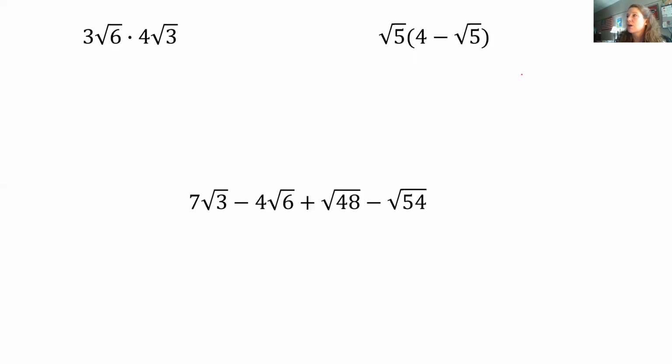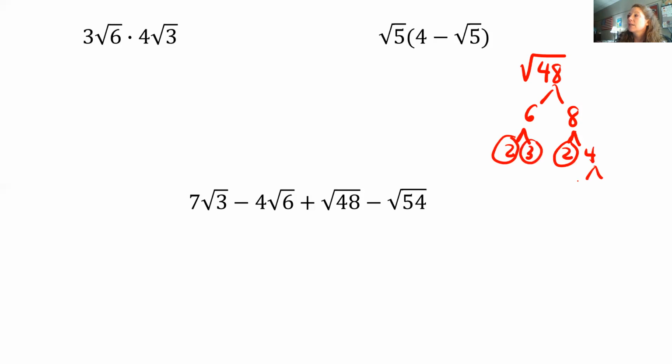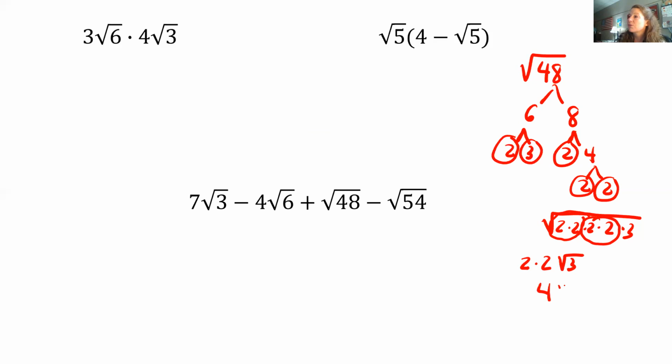Well, 48, let's do a prime factorization tree. 48 would be 6 and 8. 6 is 2 and 3. 8 is 2 and 4. These are prime, prime, prime, prime, and prime. So square root of 48 is 4 twos and a 3. If you multiply all those together, make sure you get 48. So I have 2 pairs of 2. 2 times 2, square root of 3. So 2 times 2 is 4 square roots of 3.